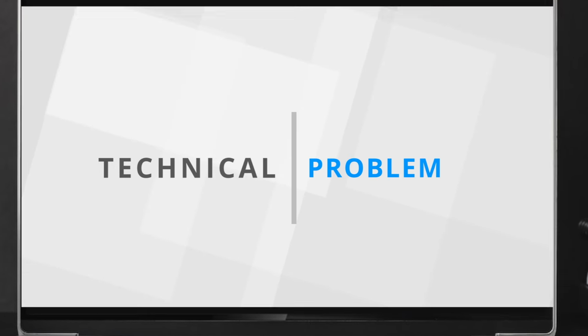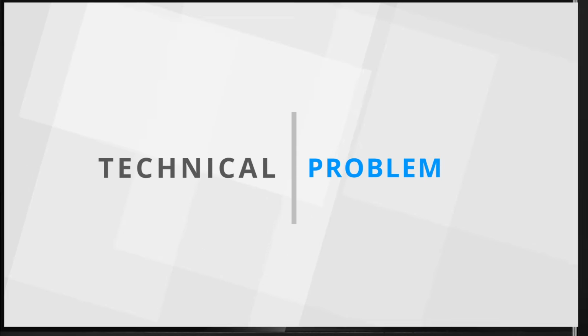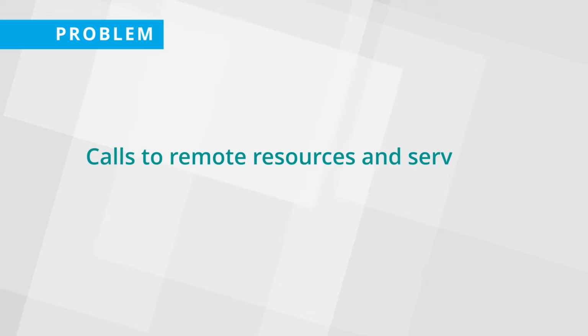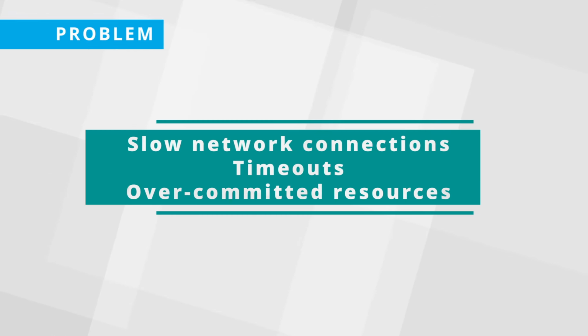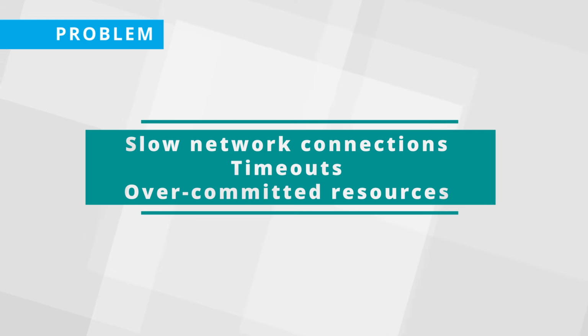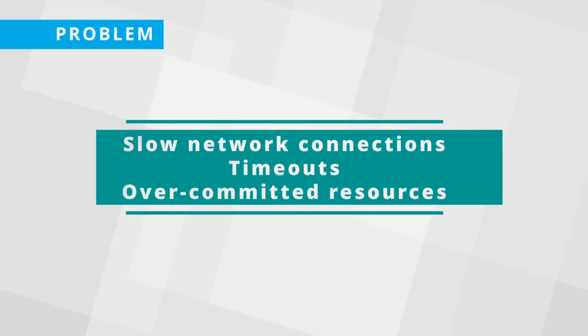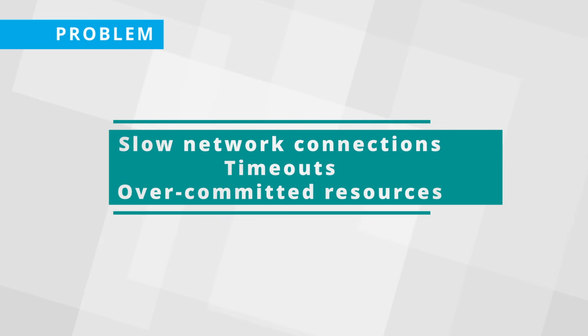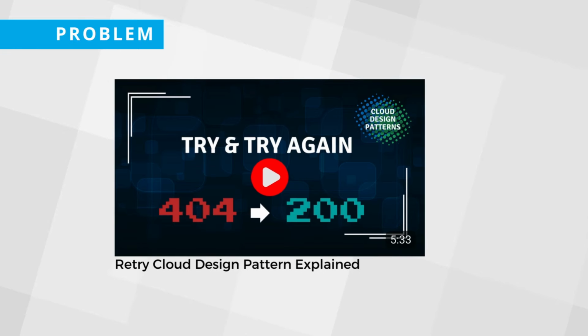Let's get started. Let's begin by setting the context and understanding the problem where you can apply this design pattern. In a distributed environment, calls to remote resources and services can fail due to transient faults such as slow network connections, timeouts, or the resources being overcommitted. These faults typically correct themselves after a short period of time and can be handled by using the retry design pattern. I've already created a video on the retry design pattern, a link for which can be found in the description.